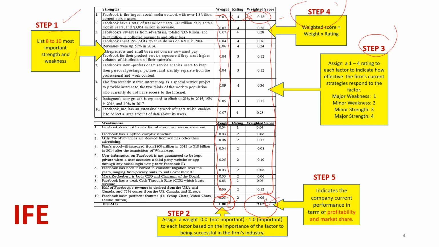In here, this is an example of Facebook. The total weighted score is 3.03. This basically indicates that the company's current performance in terms of profitability and market share is quite strong. So these are the basic guidelines of how to come up with the IFE matrix. Very important is the first step. Without the first step, you cannot proceed to the second step or go further.